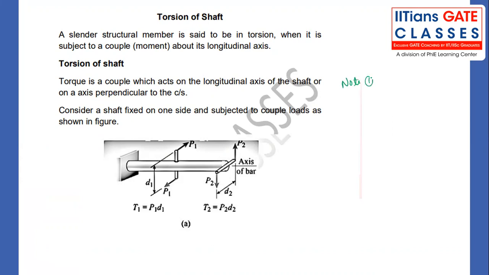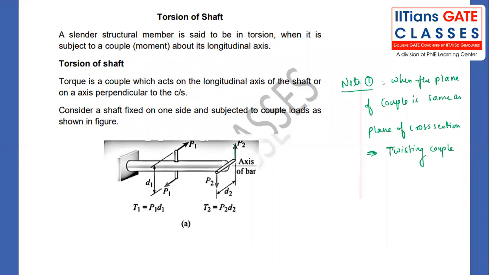So put a note here. Note number one: when the plane of couple is the same as the plane of cross section, then we say that couple is called a twisting couple. As you can see here, this and this will create some kind of moment like this. This moment and this cross-sectional plane are the same. One more special thing about the twisting couple is that it is acting about the longitudinal axis. What is the longitudinal axis? It is the one passing through the axis of the shaft, or perpendicular to the cross section.